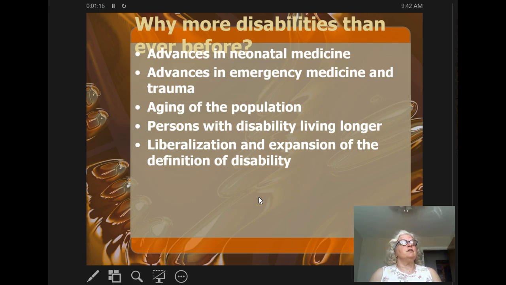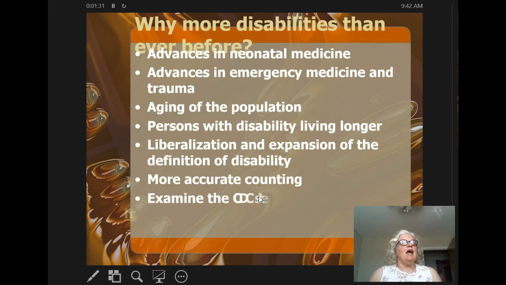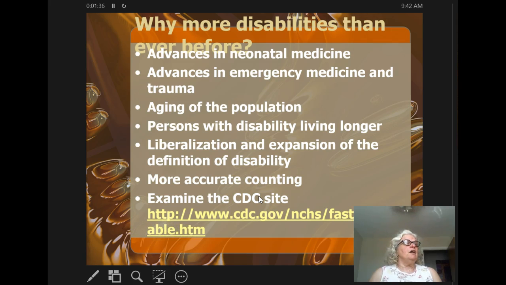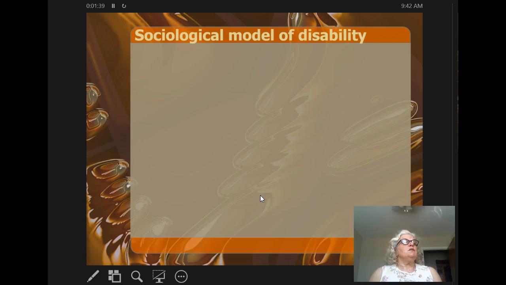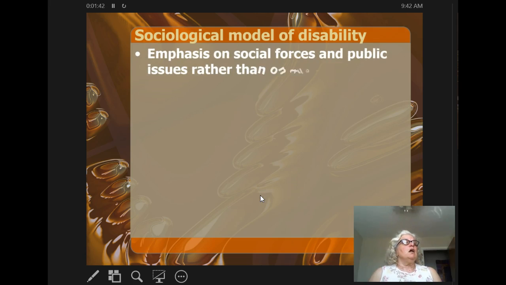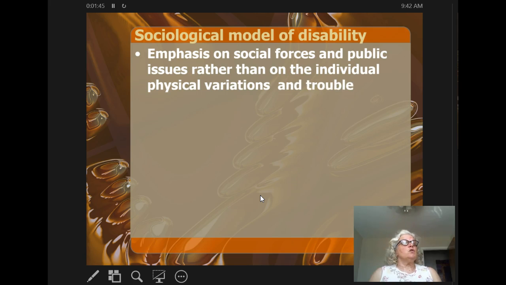We're staying alive into our 60s and 70s, and with a high rate of Alzheimer's that starts in the 50s, we have some issues. We have more accurate counting as we look forward, and we also see changes in how we define people with disabilities. The sociological model of disability emphasizes the social forces and public issues rather than individual physical variations and trouble. It's very different than the medical model that drops a person into a spot.